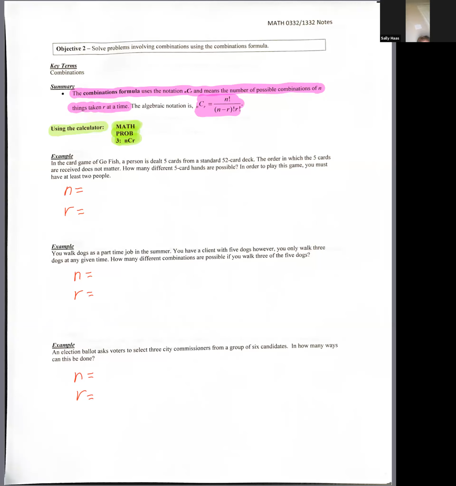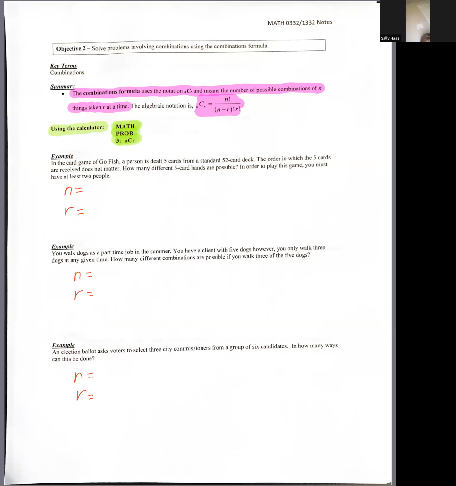So if you take a look at this example here, it says, if in the card game of Go Fish, a person is dealt 5 cards from 52. Right there, we know that we have this many cards to work with. So there are 52 total objects. That's what n stands for.